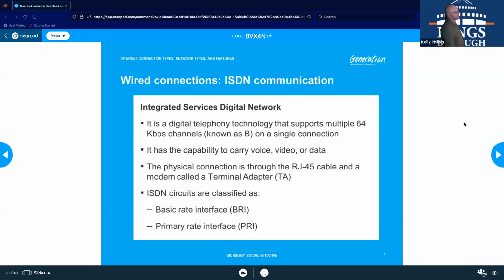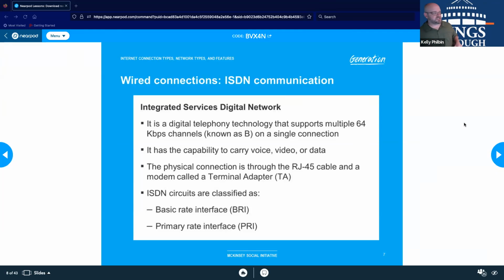All right, next technology on our communication list is ISDN, or Integrated Services Digital Network. It supports up to 64 kilobits per second channels, known as B, on a single connection. And the beauty of this one is it can carry voice, video, and data over the same lines. So this was kind of a nice change.